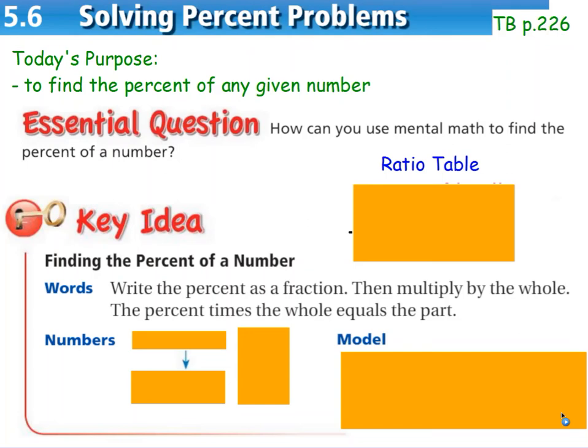Today we are going to be solving percent problems. This is lesson 5.6 and is on page 226 of your textbook. Today's purpose is going to be to find the percent of any given number.